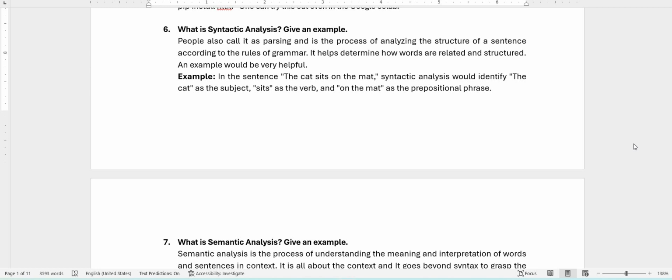We'll take a simple example. The cat sits on the mat. For this, when we go for syntactic analysis, we would get it identified as the cat as the subject, sits as the verb, on the mat as prepositional phrase. So we get a clear understanding and it helps you to determine how the words are related and structured. That is called syntactic analysis.